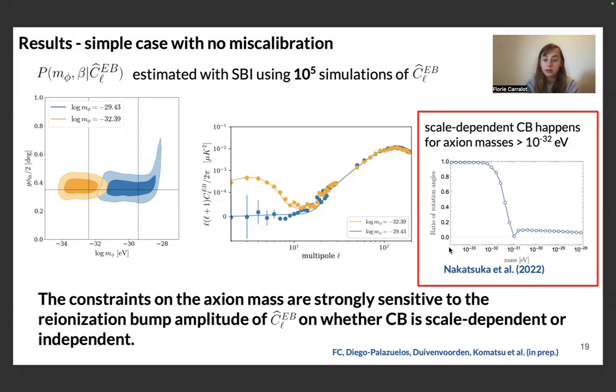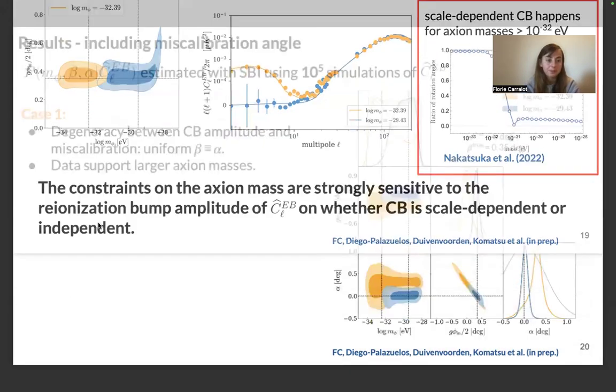So this is a plot from this paper which shows the ratio of rotation angles, here the beta at reionization divided by the beta at recombination, and we see that for masses below 10 to the minus 32, we don't have a decrease of the reionization bump. And this limit explains the transition between our two posterior regimes.